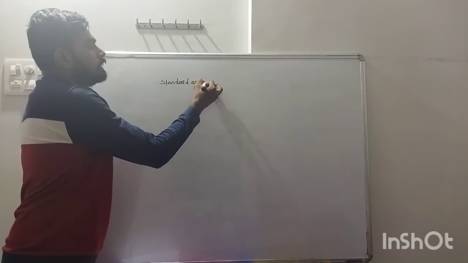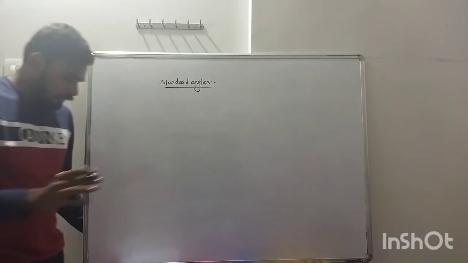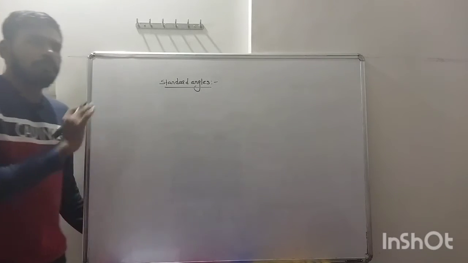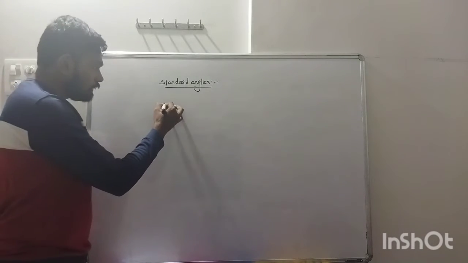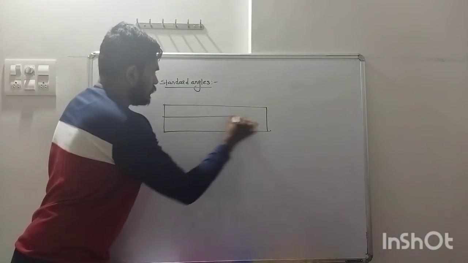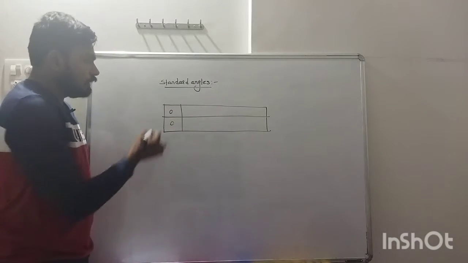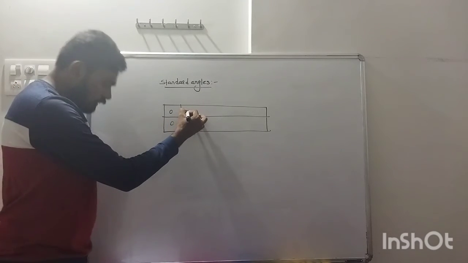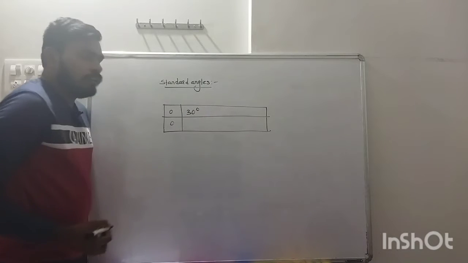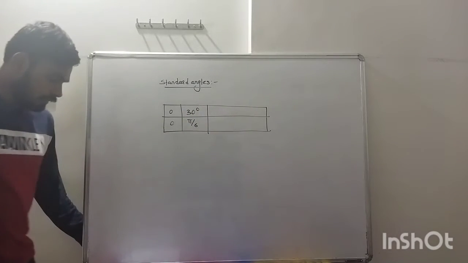So the basic standard angles which we learned in 10th, those only I will write, and don't worry, the remaining angles also we can convert. Okay. So these standard angles are very important. Don't forget this. Which are those angles? First one is 0 degree, which is same as 0 radians. This is in degrees, this is in radians. 30 degrees is pi by 6 radians. So remember this. These are very important.